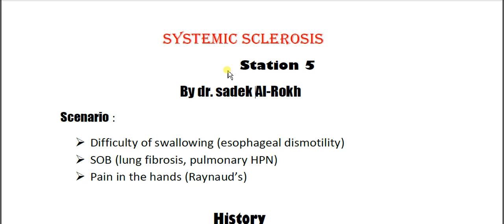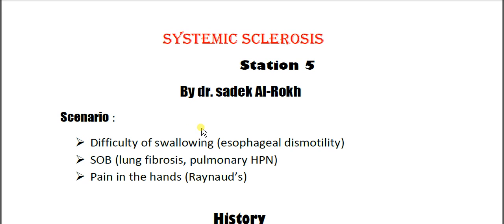A scenario of systemic sclerosis can come as difficulty of swallowing because of esophageal dysmotility, or maybe shortness of breath because of lung fibrosis, pulmonary hypertension, and restrictive cardiomyopathy, or maybe pain in both hands because of Raynaud's phenomena. But most commonly, the patient is coming with a presentation of difficulty with swallowing.